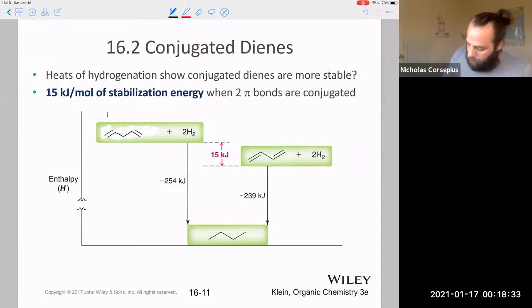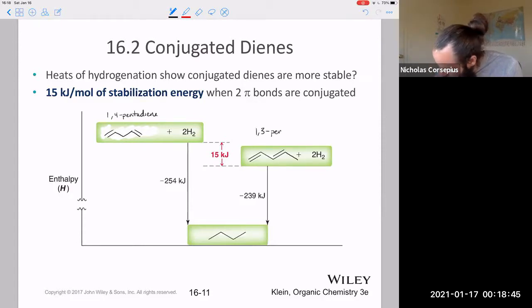This would be 1,4-pentadiene versus 1,3-pentadiene. Both of those would reduce to pentane.